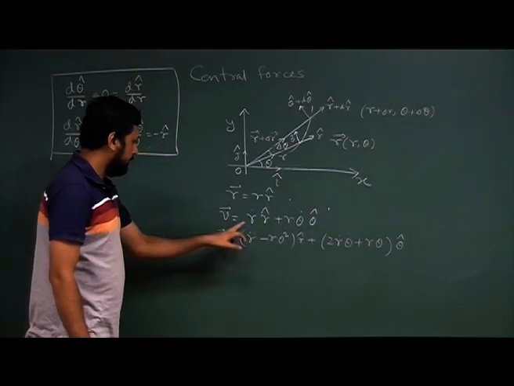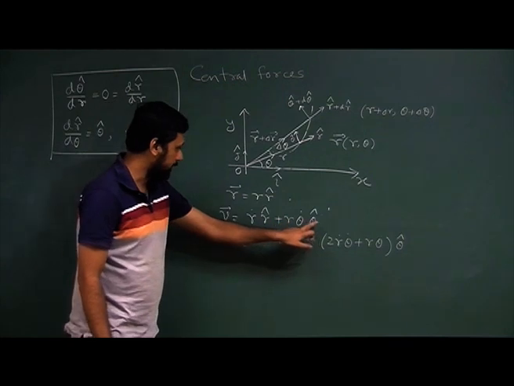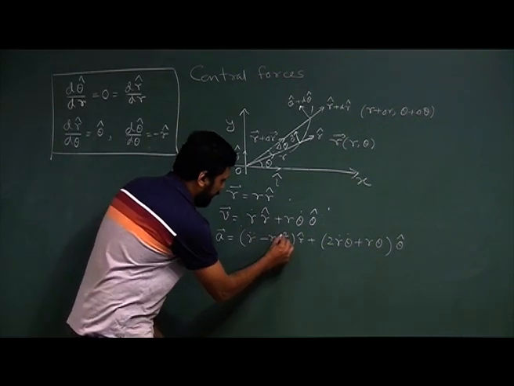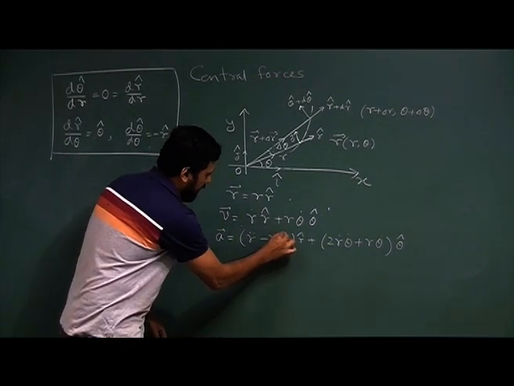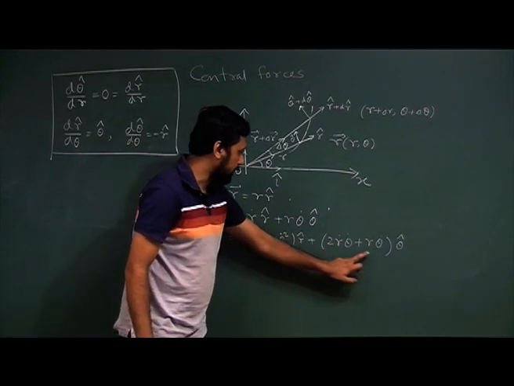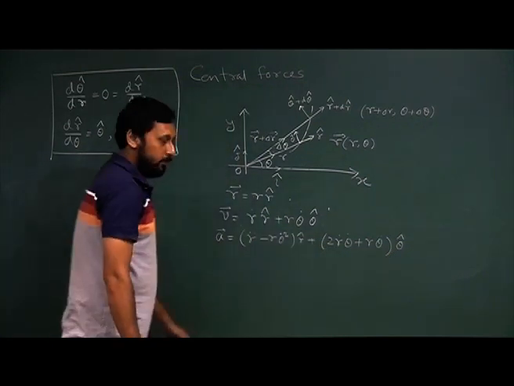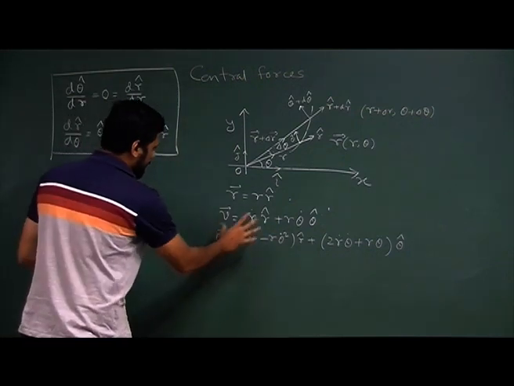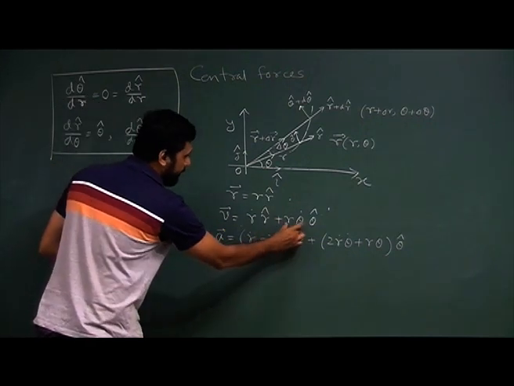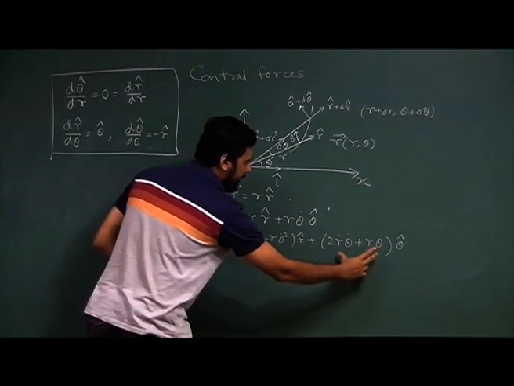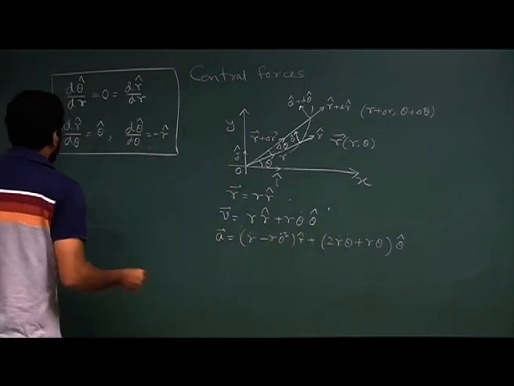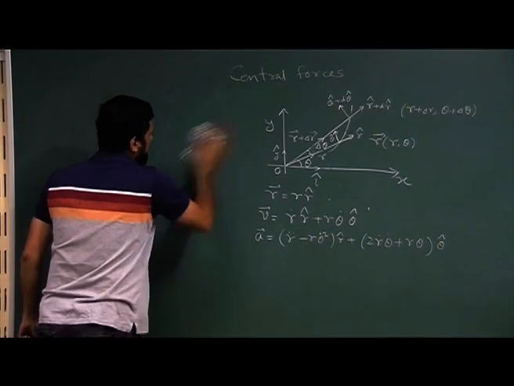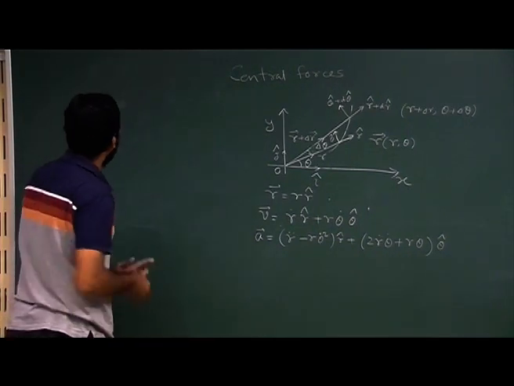We have these two expressions, one for V, which is r dot r cap plus r theta dot theta cap, and another for A, which is r double dot minus r theta dot square r cap plus 2 r dot theta dot plus r theta double dot theta cap. So, we write those as the radial and transverse components of velocity and the radial and transverse components of acceleration, and we just separate them out. We will keep it on this side for future reference.